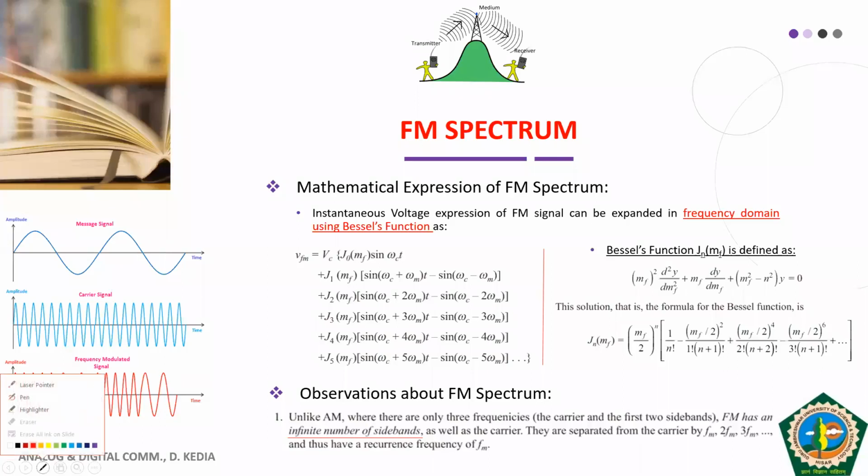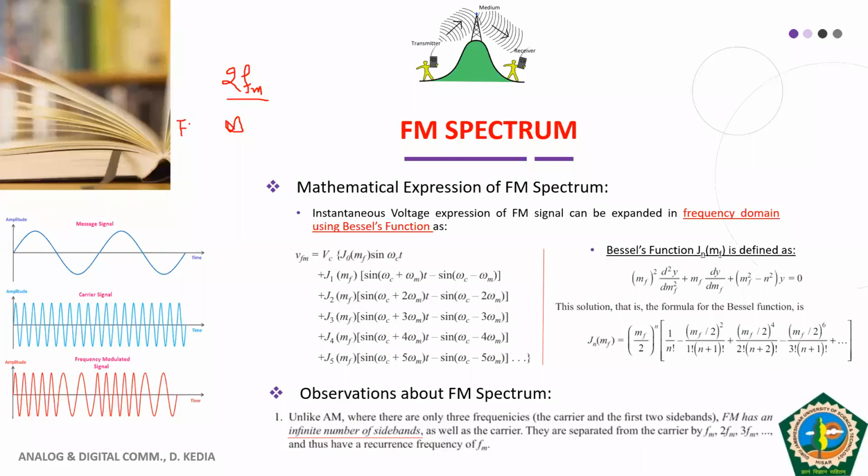I told you that the main difference between AM and FM is the simplicity. Another difference between AM and FM is that in case of FM, the bandwidth requirement is infinite, whereas in case of amplitude modulation, the bandwidth requirement is just twice the bandwidth of the modulating signal. And in case of FM, our bandwidth requirement is infinite.